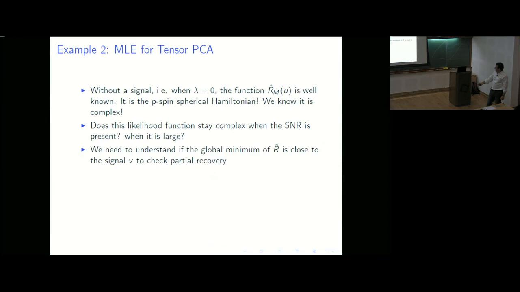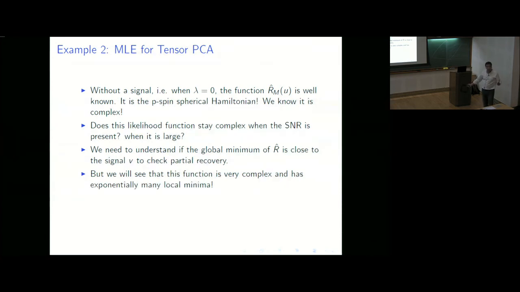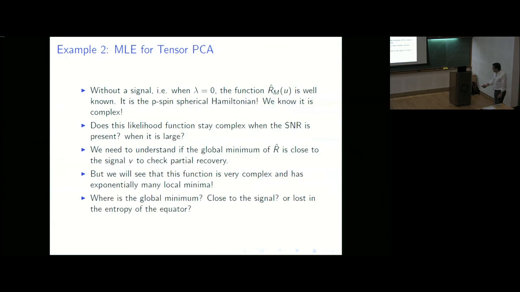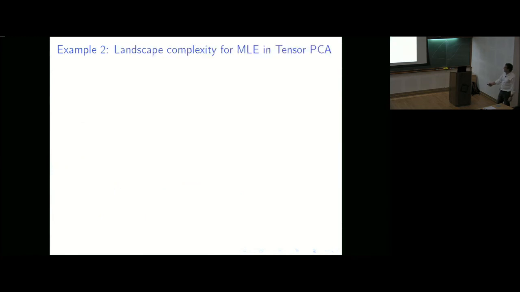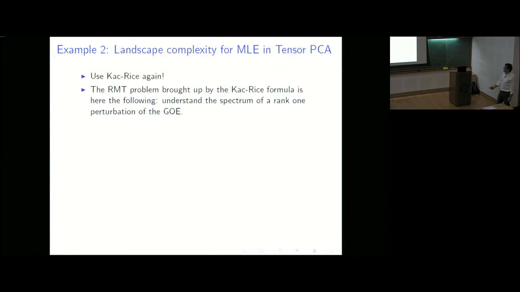Okay, so you apply Kac-Rice. So these are the questions we need to solve. Find if the global minimum is close to this North Pole here to check partial recovery. This function is very complex and has exponentially many local minima, whatever lambda. So the question is whether the global minimum is close to the signal, the North Pole, or lost in the entropy of the equator.